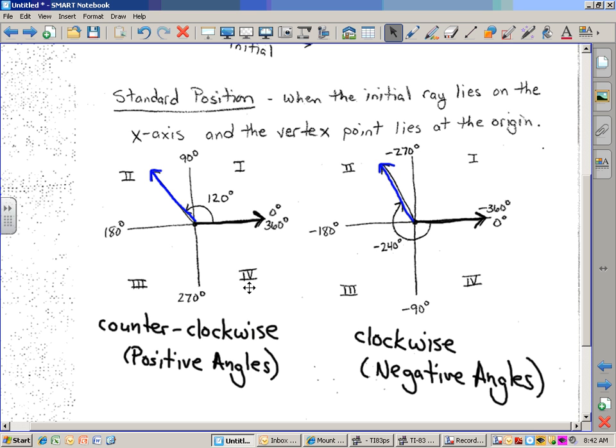Now, in the second drawing here, the angle is drawn in a different direction. It's ending at the exact same spot. Okay, notice that the quadrants do not change. So we still have quadrant 1, 2, 3, and 4. Okay, but we're going to go from starting at 0, we're going to go in the opposite direction. So the next angle would be negative 90, negative 180, negative 270, negative 360. So when we're drawing an angle in the clockwise direction, it's going to actually be negative. So this angle that we drew here is negative 240 degrees.